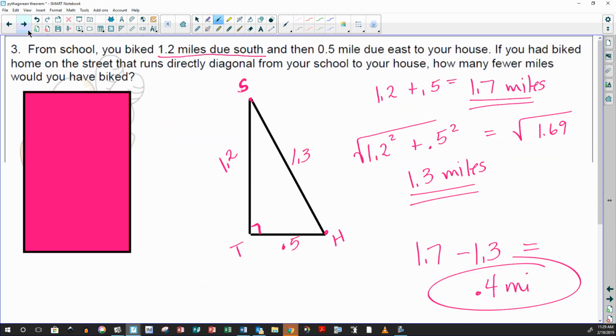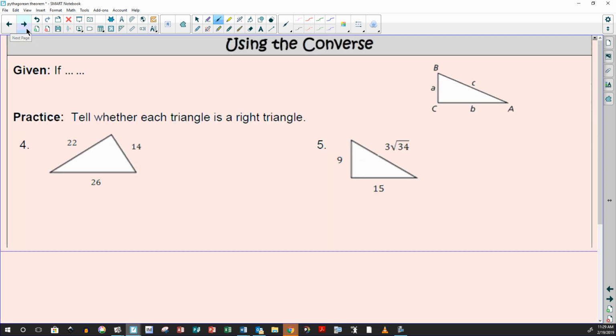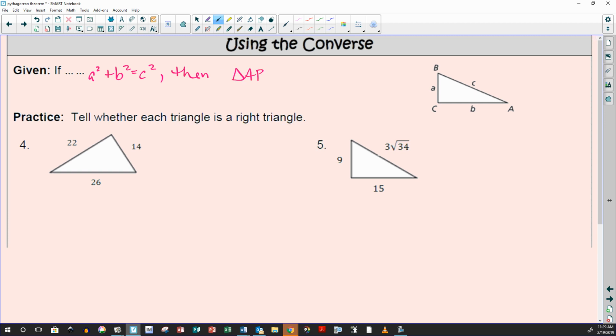So I'm going to have to write this because I can't type the squared. So if a squared plus b squared equals c squared, then triangle ABC is a right triangle with right angle at C.